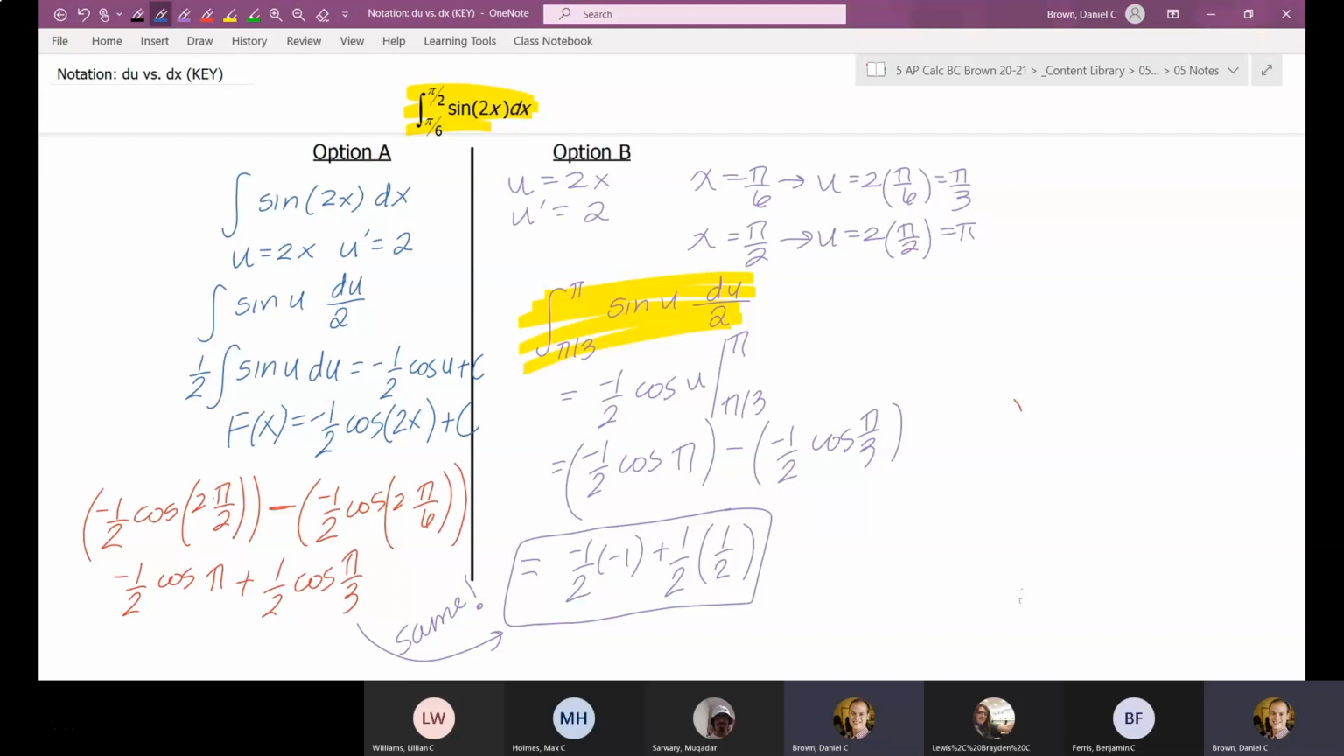I know some of you are still writing that down, but is there anything else I can clarify between those two methods? And the two definite integrals I have highlighted, those two expressions mean exactly the same thing. One is just in terms of x, the other one is all in terms of u. But you get the same answer no matter which way you do it.